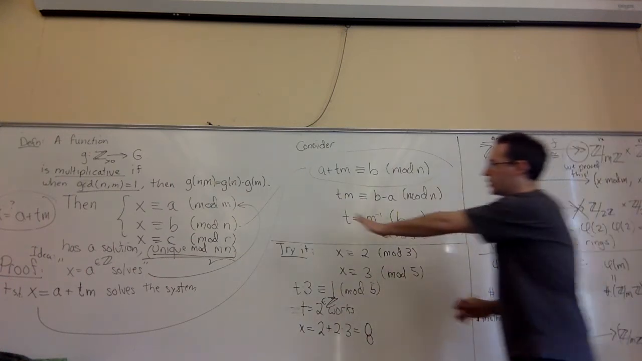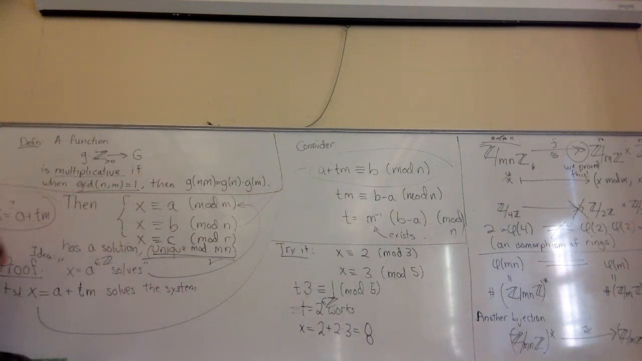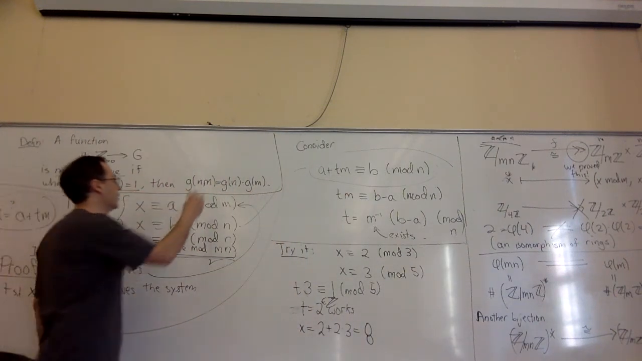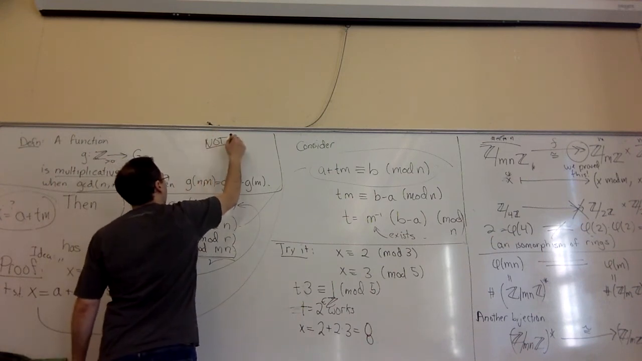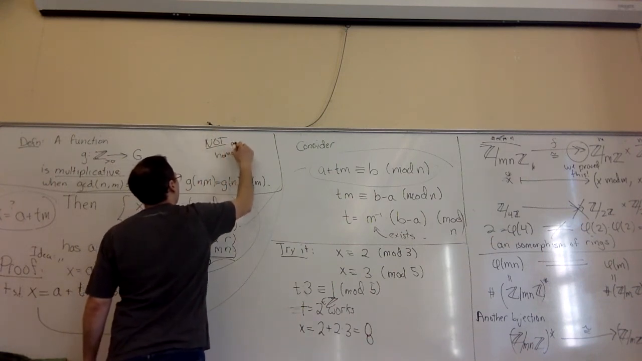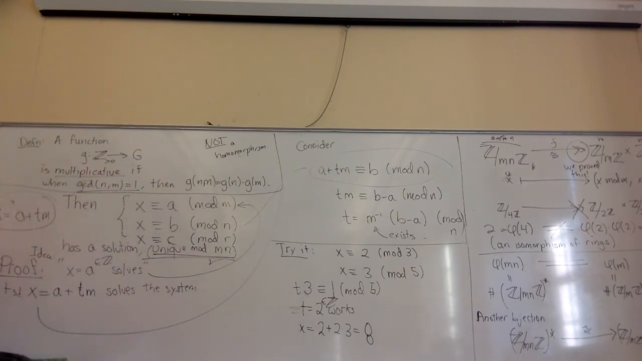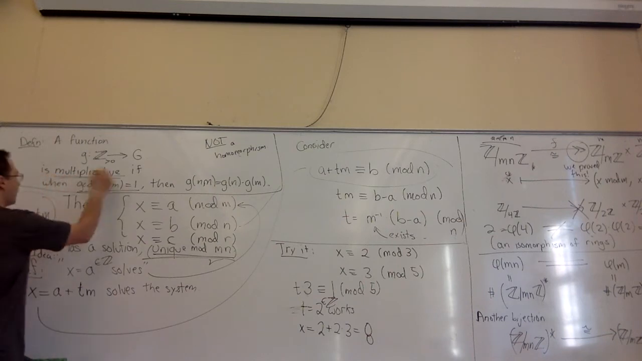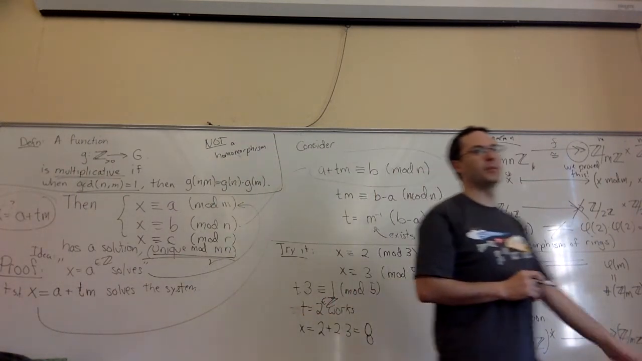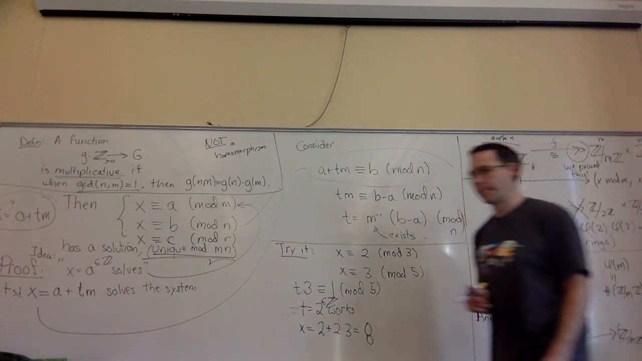So this is a notion that comes up a lot in number theory that kind of looks like a homomorphism but isn't. So let's write: not a homomorphism. You have to be careful because you might think it is. So the example is the Euler phi function is multiplicative, but there are many other multiplicative functions out there of interest.